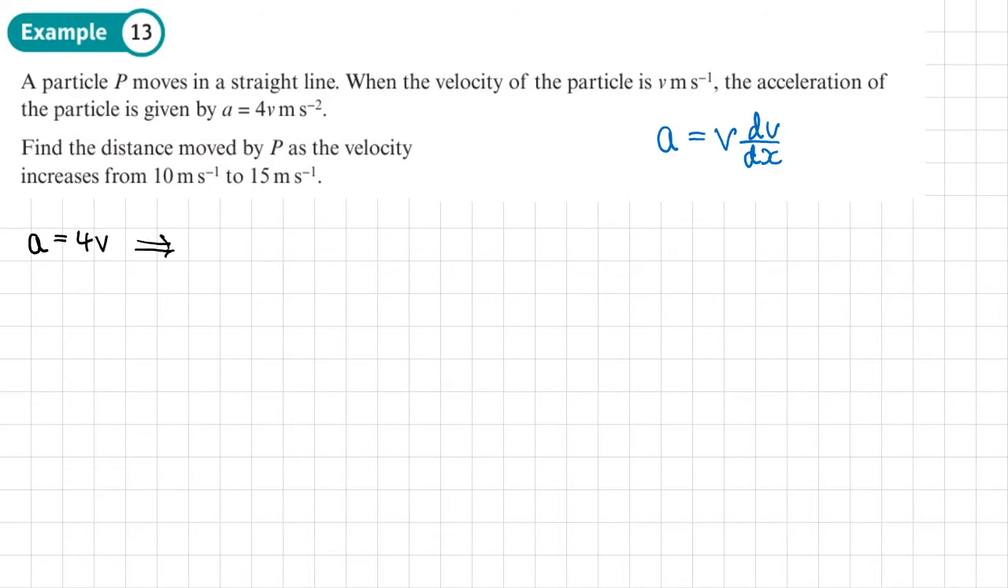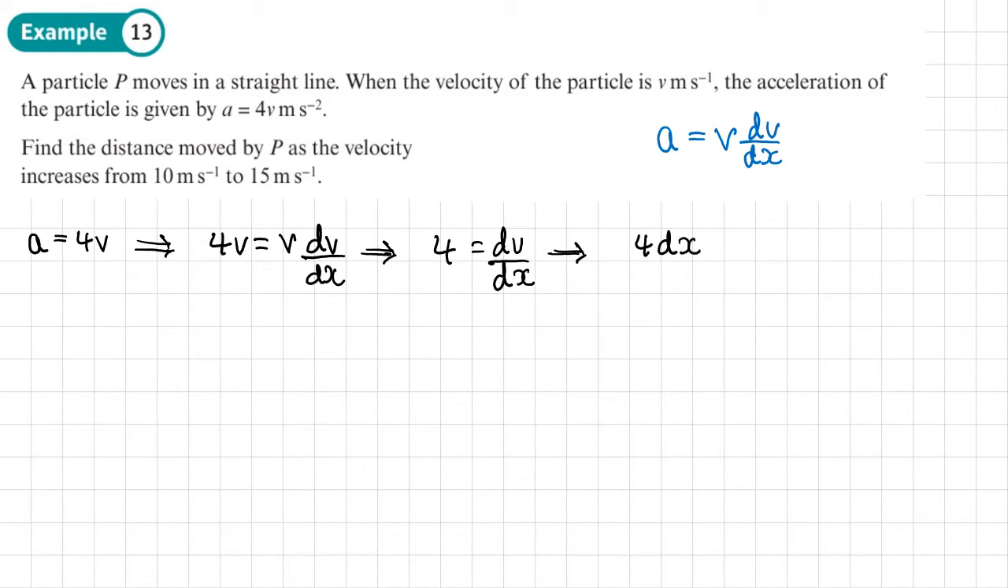Substituting that into the formula, we have 4v is equal to v dv/dx. We can divide both sides by v, giving us 4 is equal to dv/dx. We need to solve this first order differential equation, so we'll separate out the variables. So we'll have 4 dx equals 1 dv, and then we integrate both sides.